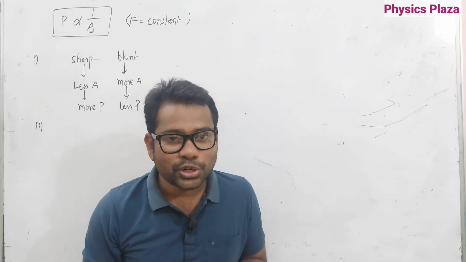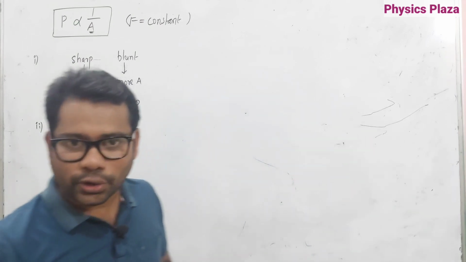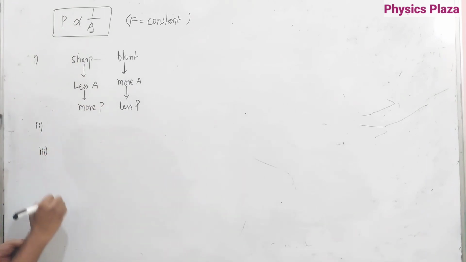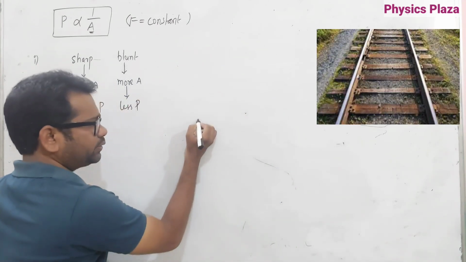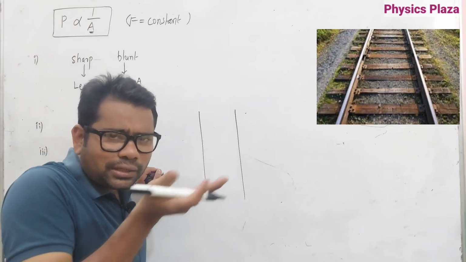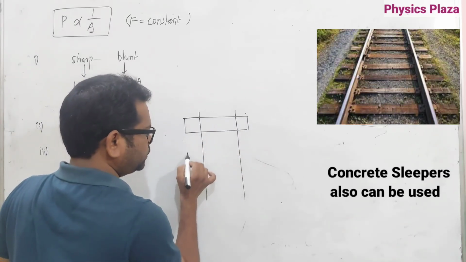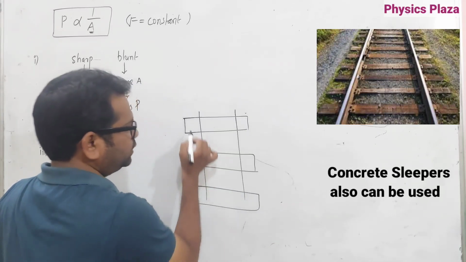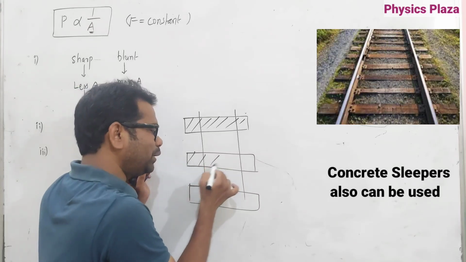Again, it is a matter of what, dear children? Yes, surface area. The more the surface area, the less the pressure. Okay, fine. And third one, children, if you notice a rail track, it will be like this. You might have noticed that under this rail track, wooden sleepers will be there like this. A number of wooden sleepers, not above the rail track, just below the rail track.